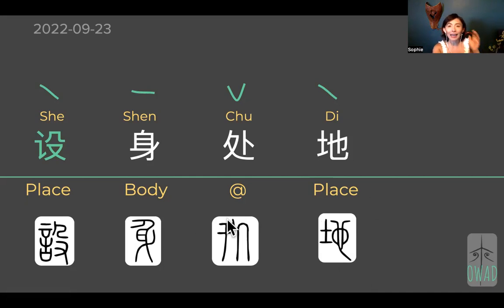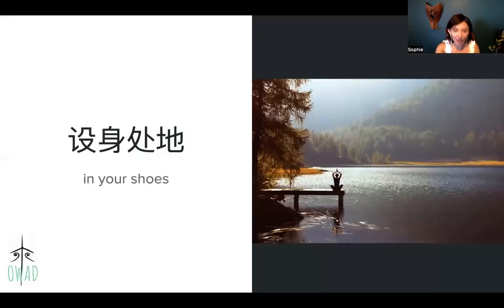So placing your body at a place is the Chinese way to say in your shoes, or to imagine yourself in somebody's shoes. 设身处地 means you contextualize the conditions of somebody else, whatever somebody else is facing. You try to contextualize and then try to understand why a certain behavior or decision occurs in this context. So that's kind of in somebody's shoes.